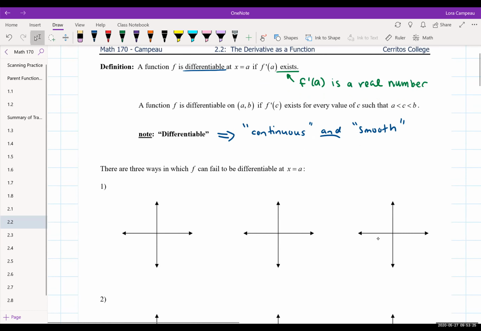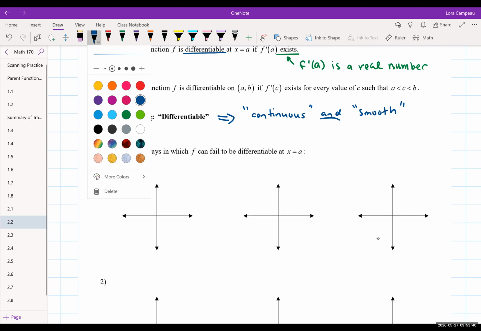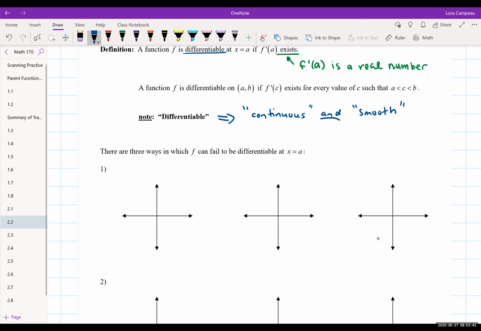So if I could help you with giving you what happens when a function is not differentiable, sometimes that helps us figure out how to look at functions in different ways. So we're going to talk about what happens if a function is not continuous at x equals a. Sometimes they say discontinuous. I'll just say not continuous.